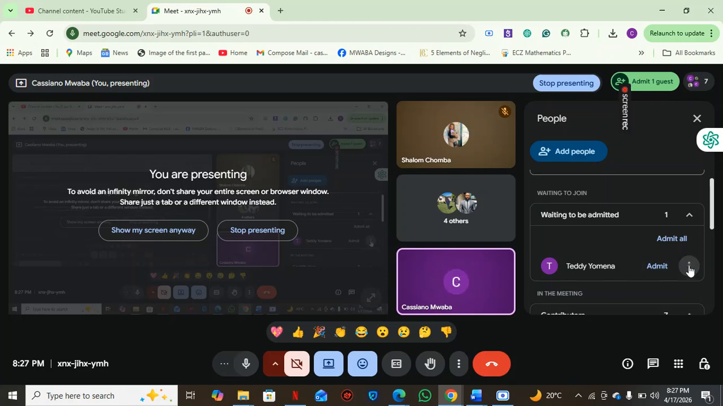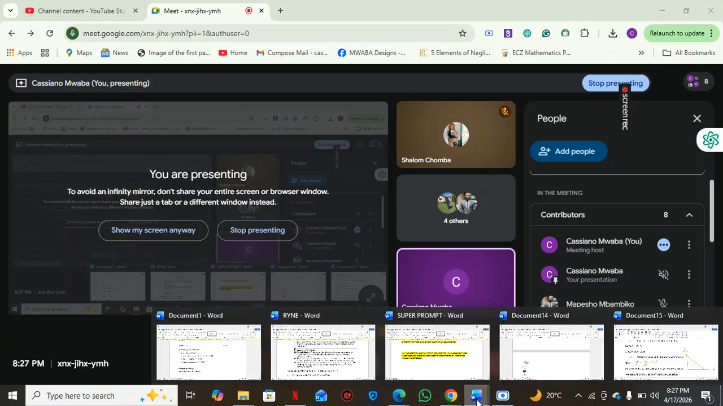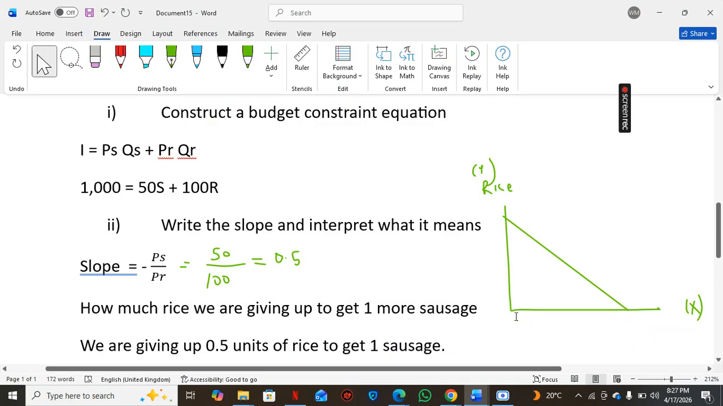That's what the slope represents. How much of good Y you're giving up to get good X, right? So it's up to you to choose. If you wanted, you could have put sausage on the Y-axis and rice on the X-axis, right? Then you can get the slope and you interpret.